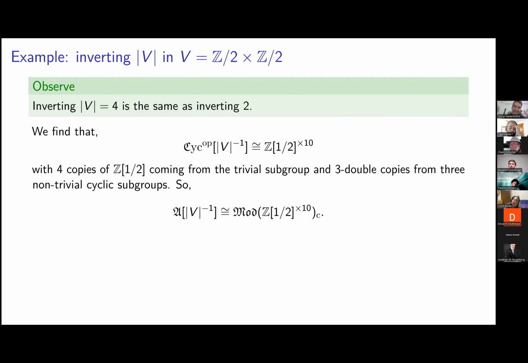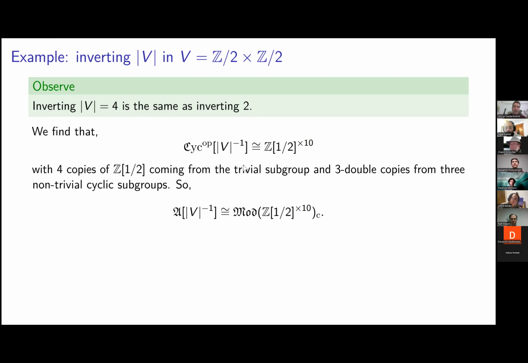And finally, since I also have to complete the circle that I drew in the beginning, machinery, application, and then in the end, go to the example. What will happen in our example, let's say we have the Klein 4 group, which is Z mod 2 times Z mod 2. Of course, there are 4 elements, so you have to invert the group order. When you invert the group order, you're basically inverting 2, right?